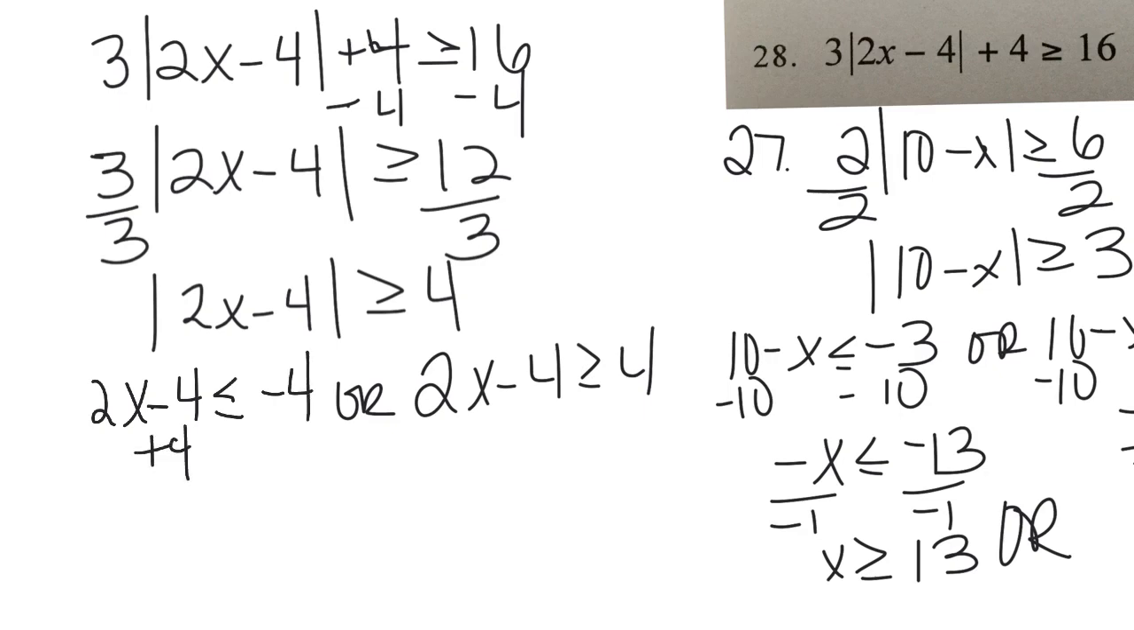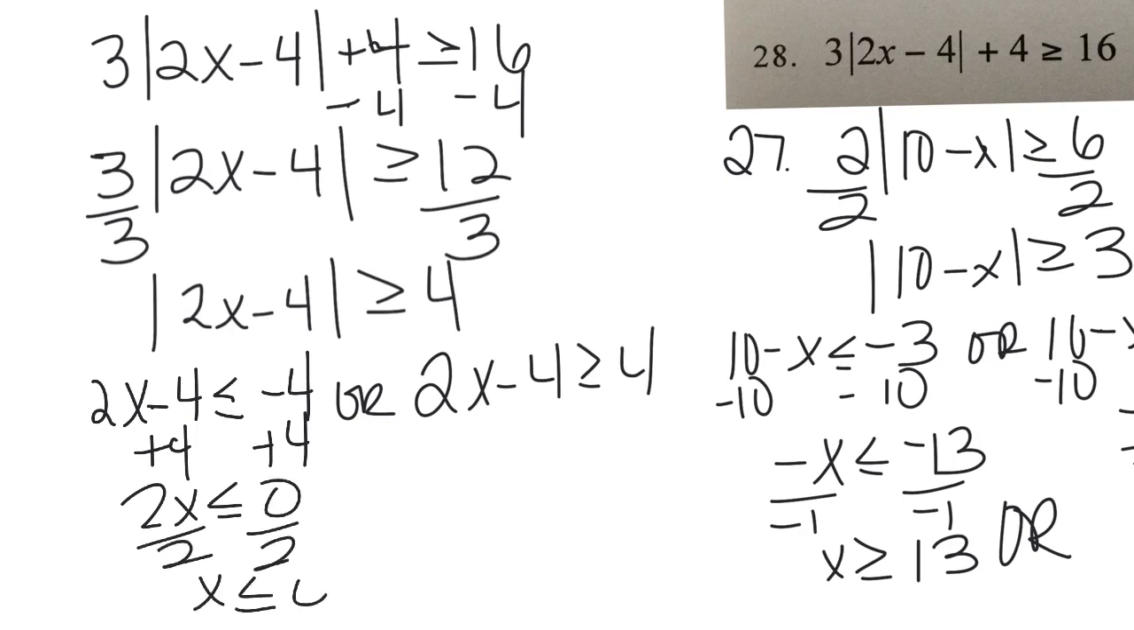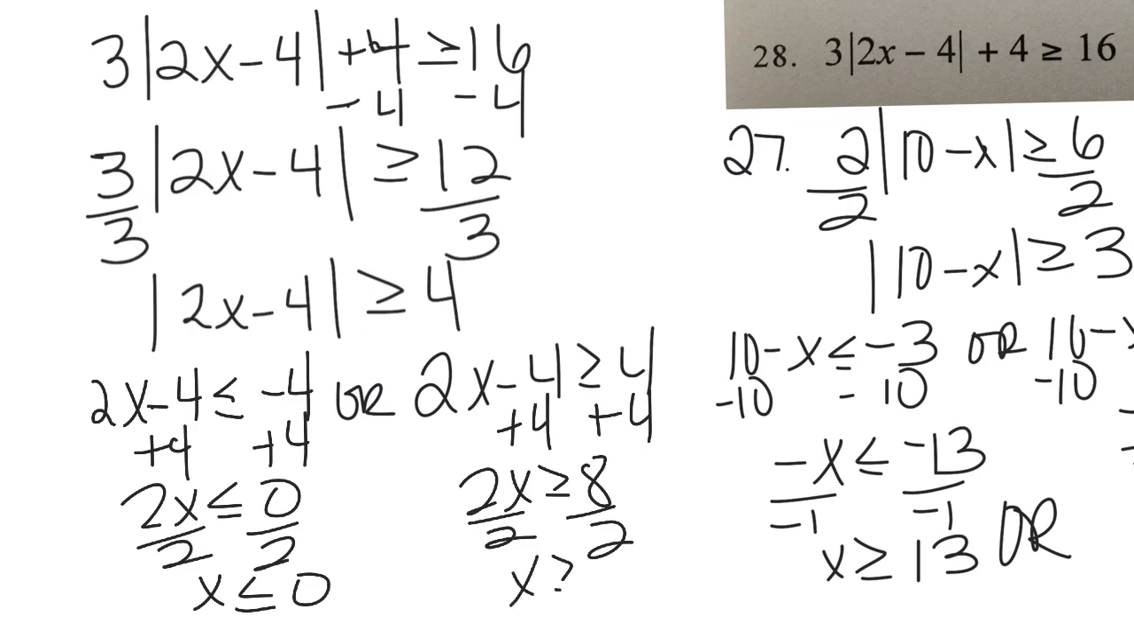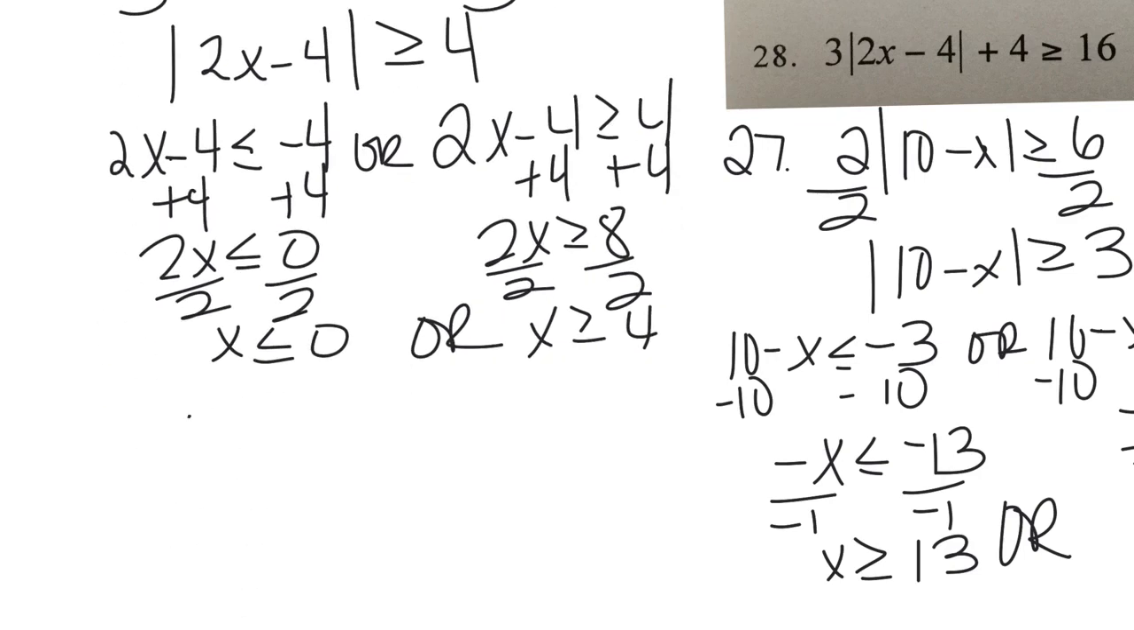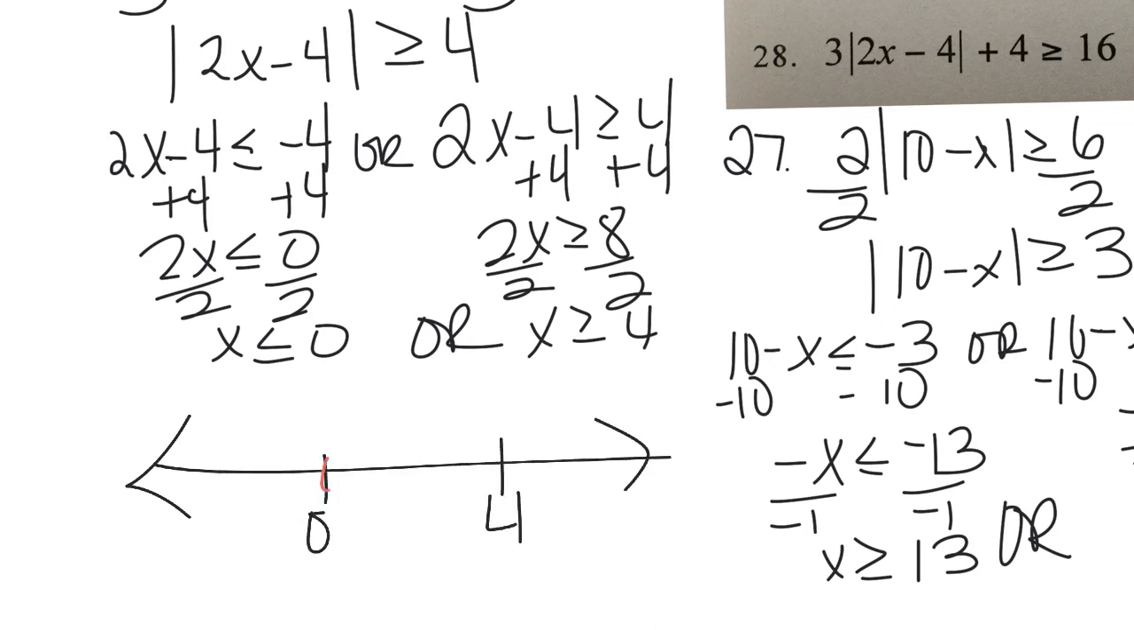And we'll add 4. 2x is less than or equal to 0. Divide by 2. X is less than or equal to 0. Add 4. 2x is greater than or equal to 8. Divide by 2. X is greater than or equal to 4. And that makes our number line 0 and 4. Closed circle, less than 0. Closed circle, greater than 4.